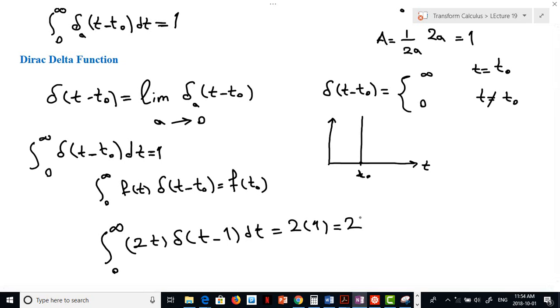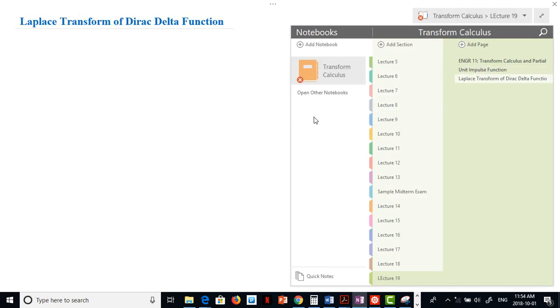So now we know the unit impulse function and the Dirac delta function. We want to find the Laplace transform of the Dirac delta function. In order to do that, we have to use this equation. The Laplace transform of the Dirac delta function of t minus t0 is equal to e to the power of minus t0 times s.